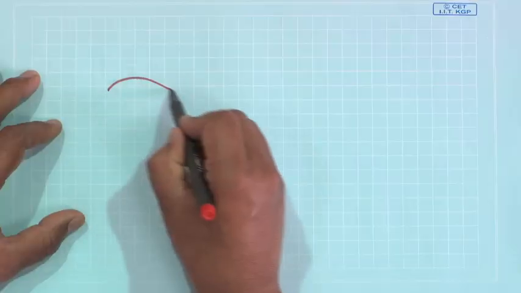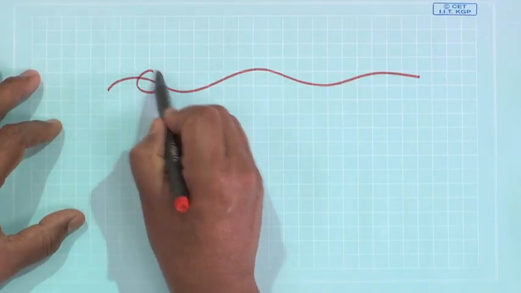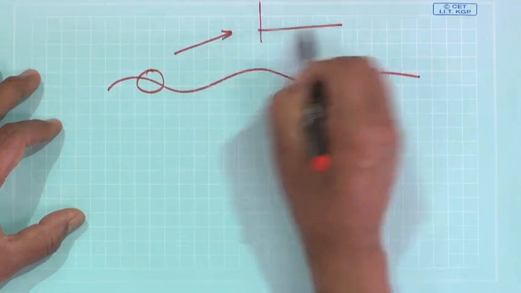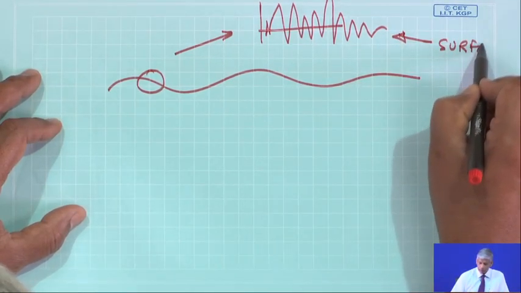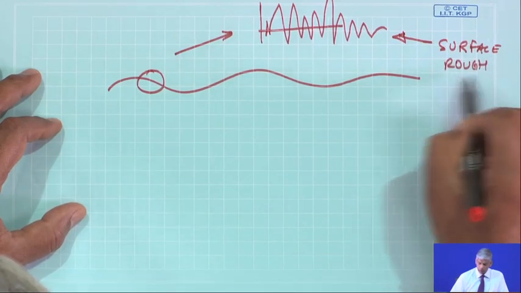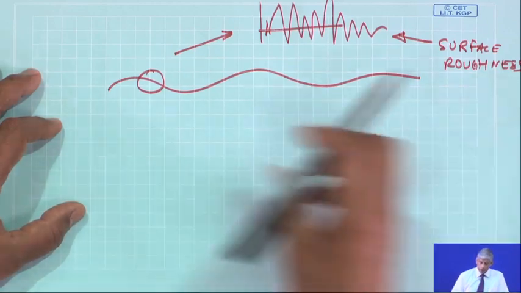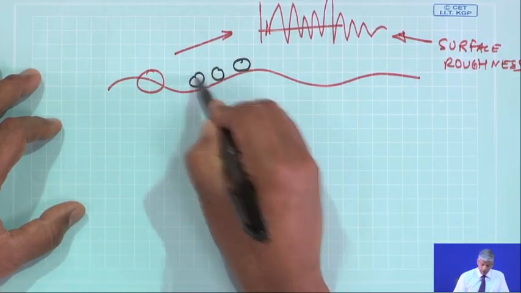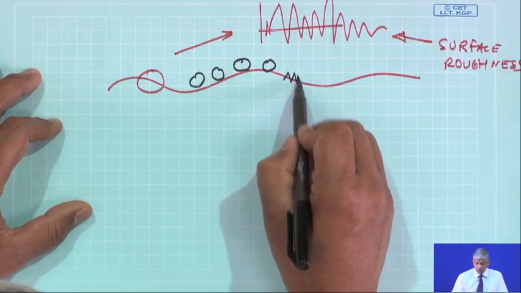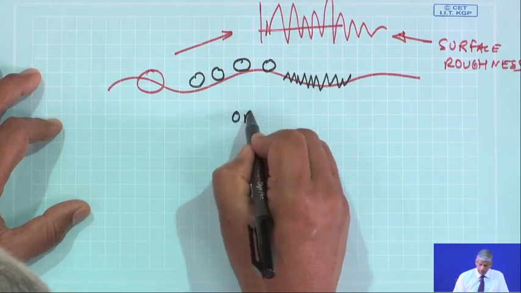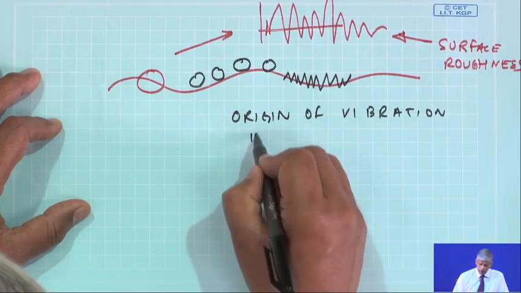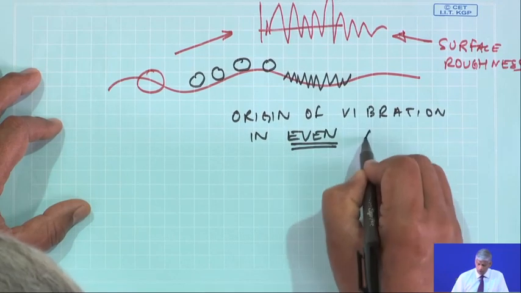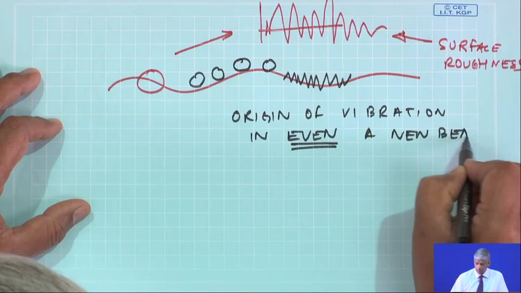On top of it, what happens? If you look closely at this wavy surface, it will have what is known as surface roughness of this nature. So imagine I am having a rolling element, and in fact there are a series of rolling elements which are moving on a wavy surface with a surface roughness. So, this is the origin of vibration in even a new bearing. Okay.